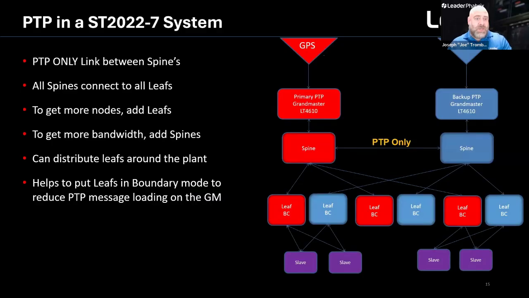So this shows a PTP-only link between spines, every spine connected to every leaf, scaling by adding leaves for node count and spines for bandwidth, and using boundary clock leaves to reduce message load on the grandmaster.